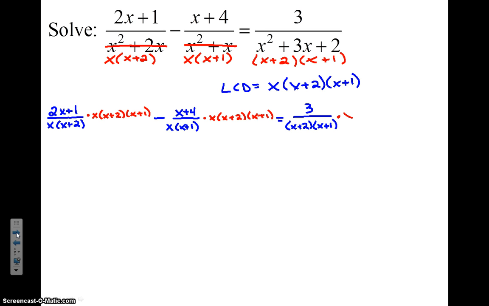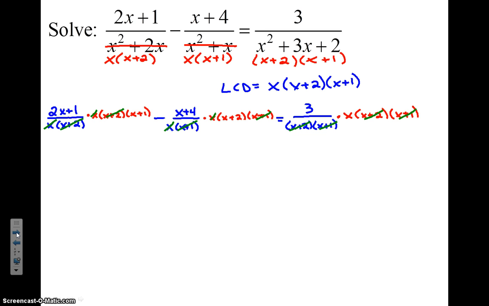When we multiply by the LCD, there's what we have. A lot of stuff here. The nice thing is that a lot of it's going to cancel now. And when it cancels, I should be simplifying all my denominators down to just 1. So x's cancel, x plus 2's cancel. In the second part, x's cancel, and the x plus 1's cancel. Third part, x plus 2's cancel, and the x plus 1's cancel. Notice that nothing is left in the denominators except for basically a 1.